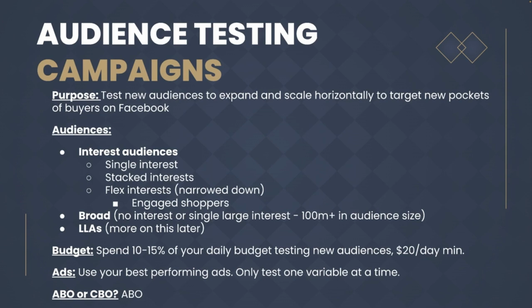For budget, I would recommend spend 10 to 15% of your daily budget testing new audiences, $20 per day minimum if you're on a budget, and if you're spending a lot, still 10-15% of your budget, which could come to hundreds or even thousands of dollars per day. For ads here, you would have to use your best performing ads. This way you only test one variable at a time. And if you ask about ABO or CBO, I would recommend to do ABO here.